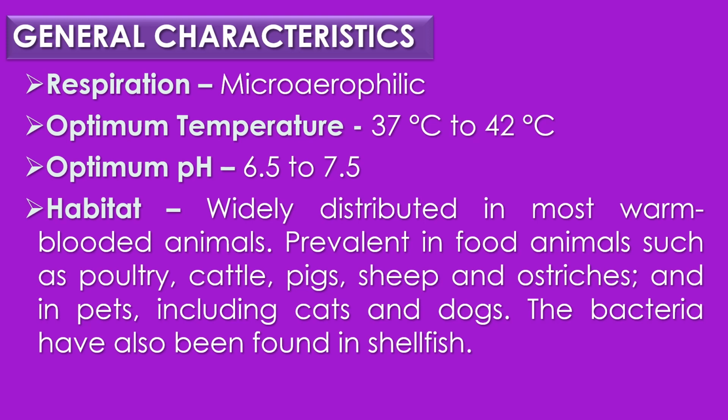And regarding habitat, Campylobacter species are widely distributed in most warm-blooded animals. They are prevalent in food animals such as poultry, cattle, pigs, sheep and ostriches, and in pets including cats and dogs. The bacteria have also been found in shellfish.